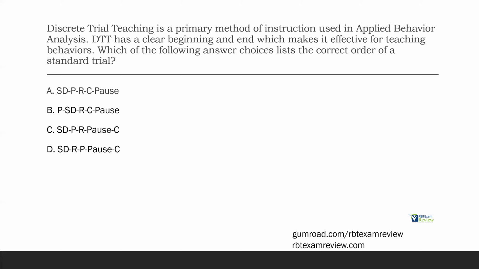So what's next? SD, prompt, response. Do we pause before the consequence or after? We pause after, right? So we have a post-trial pause, right? And then we reintroduce. So the correct order is SD, prompt, response, consequence, pause.